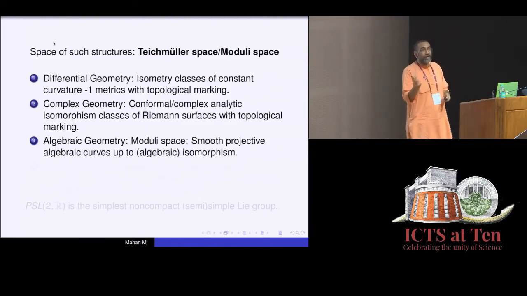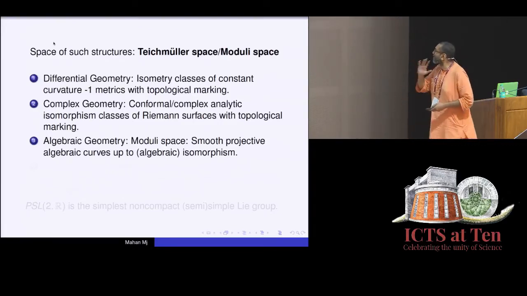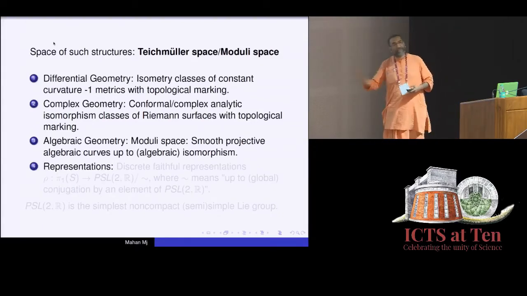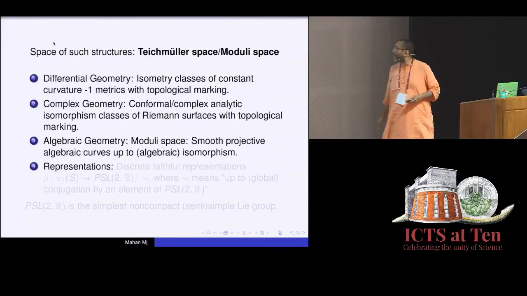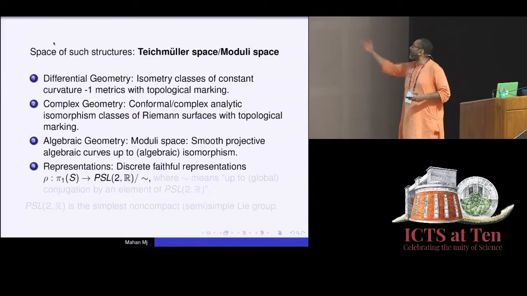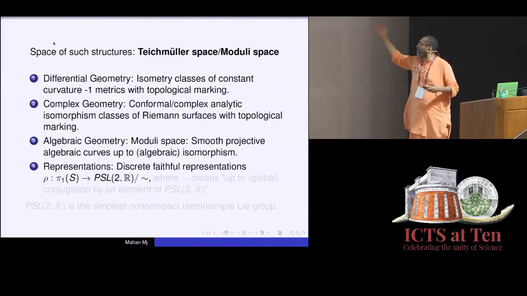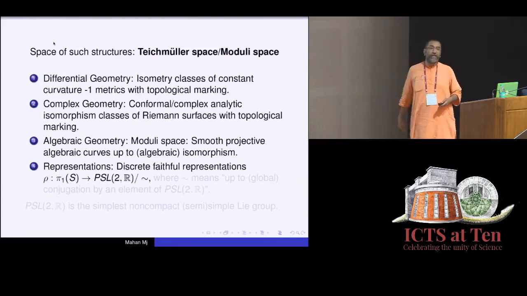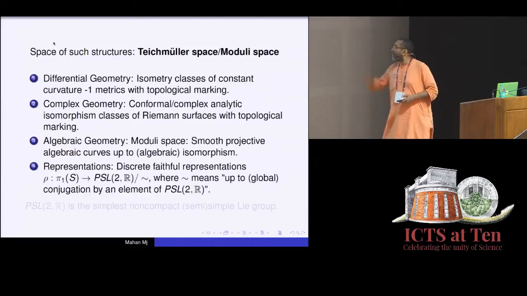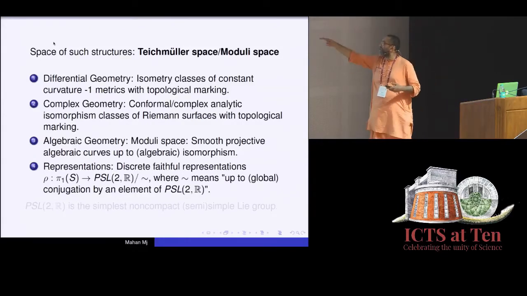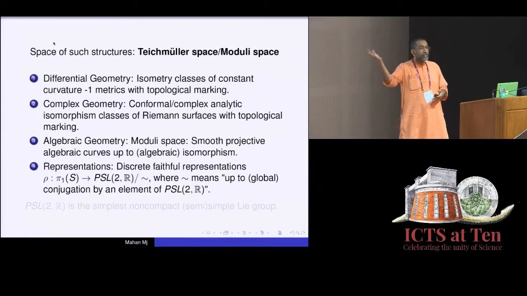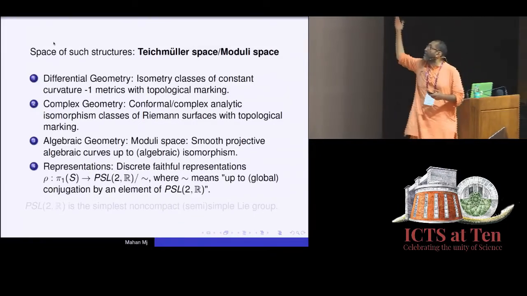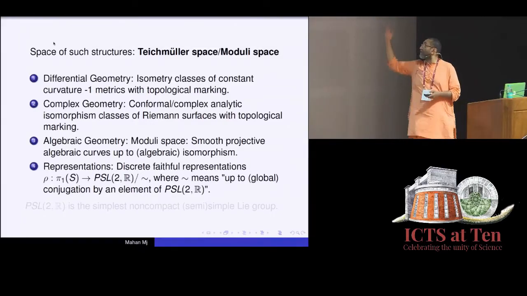But perhaps the neatest way, though a biased statement, one very nice way of looking at these things is from the representation point of view. What are you looking at? You're looking at discrete faithful representations from the fundamental group of the surface into PSL2R, modulo an equivalence, and that equivalence becomes very simple. It's just a global conjugation of the representation by some element of projectivized SL2R. So these are the 4 points of view on the space of these structures.